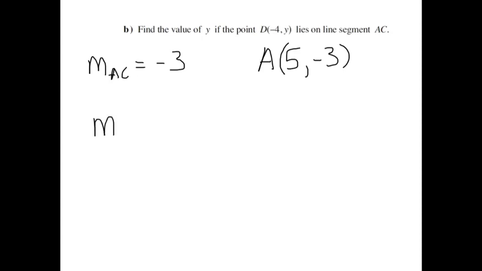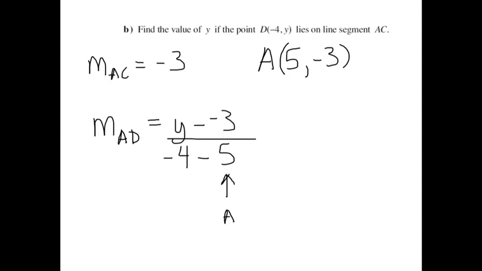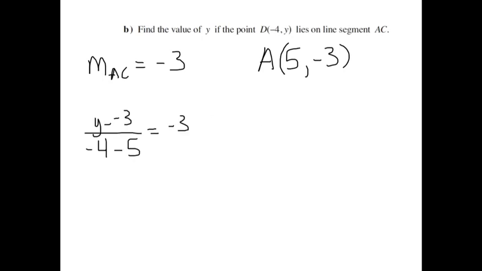Okay, so we're going to use the slope equal to y minus a negative 3 all over negative 4 minus 5. These points are from point A, and these points are from point D. Now, remember, this is equal to negative 3. Okay, so let's simplify this a little bit. This is essentially going to be y plus 3 on the top because you're minusing a negative number. And on the bottom, it's going to be negative 9. And this is all equal to negative 3.